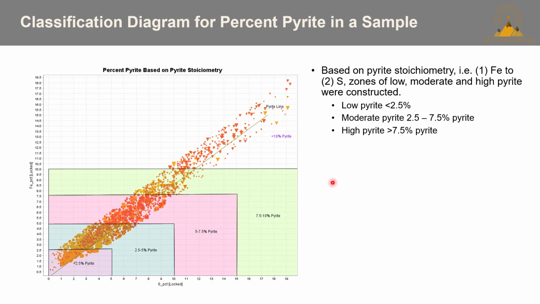Having used 2 plots prior that were provided in the IOGAS platform, I then decided, based on the requirements of a project that I was doing, that I needed to build my own classification diagram. And that I did just by creating fields based on pyrite stoichiometry, so 1 iron to 2 sulfurs. And I created fields that were, for example, low pyrite, which I said was less than 2.5% pyrite, this moderate pyrite field, say 2.5 to 7.5% pyrite, and then high pyrite, so anything over 7.5% pyrite.